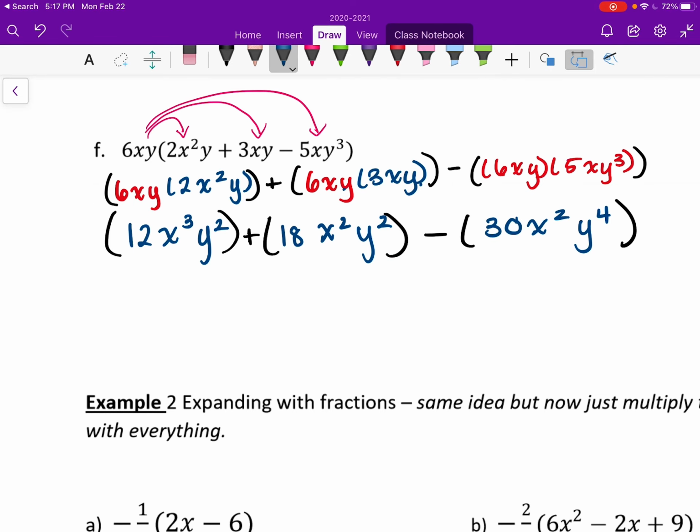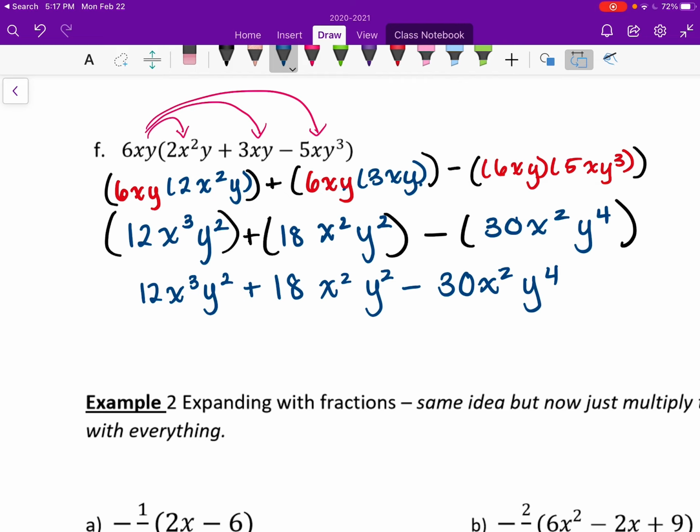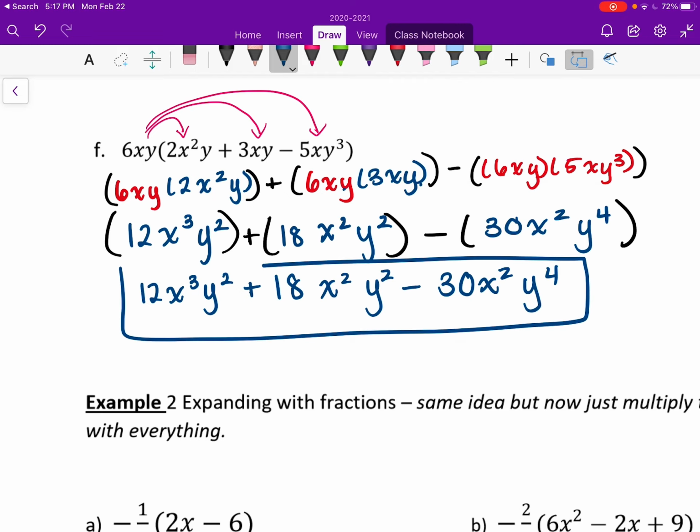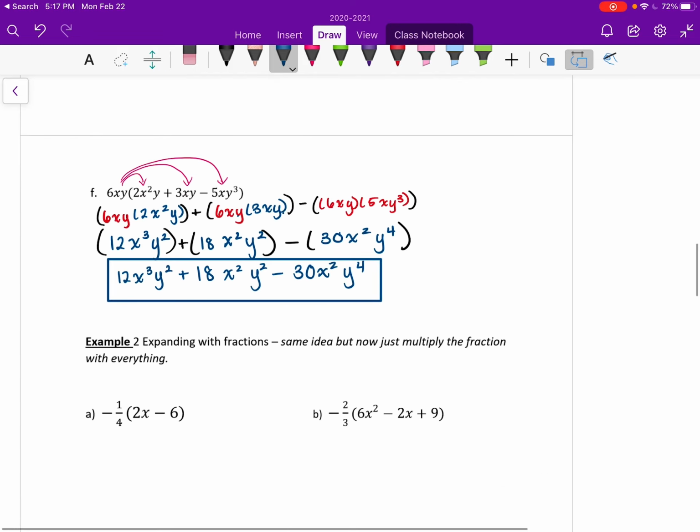I'm going to say, okay, I have 12xy, x to the power of 3, y squared, plus, because it's a positive and a positive, we can leave the plus. Now, because it's a negative and a positive, we leave the negative. And that's the answer. Okay, and that is how you do that.